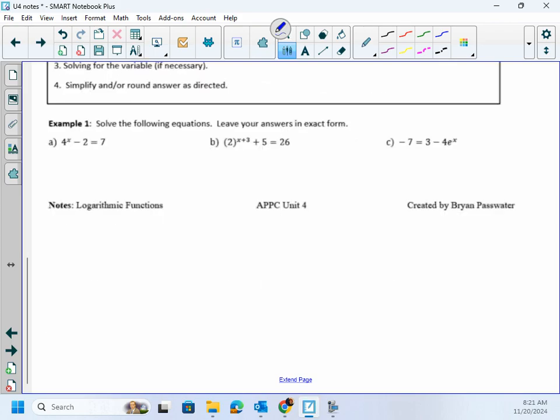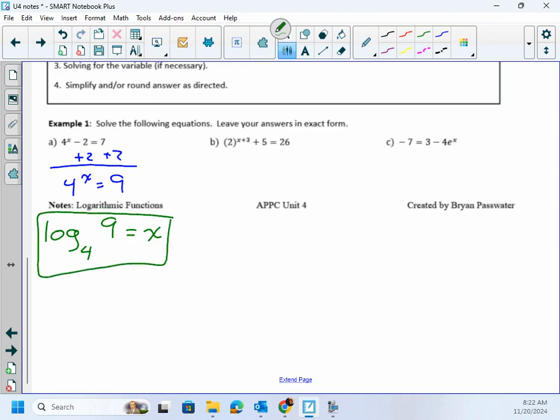A says 4 to the x minus 2 equals 7. I need to isolate the 4 to the x. So I'm going to add 2 to both sides. That makes this 4 to the x equals 9. Get the x by itself by changing forms. So I'm going to convert. It becomes log base 4 of 9 equals x. I've solved for x. This is an exact number. I'm going to leave it just like that. That's the exact form. Now, if I wanted a decimal approximation, I would stick this in my calculator.